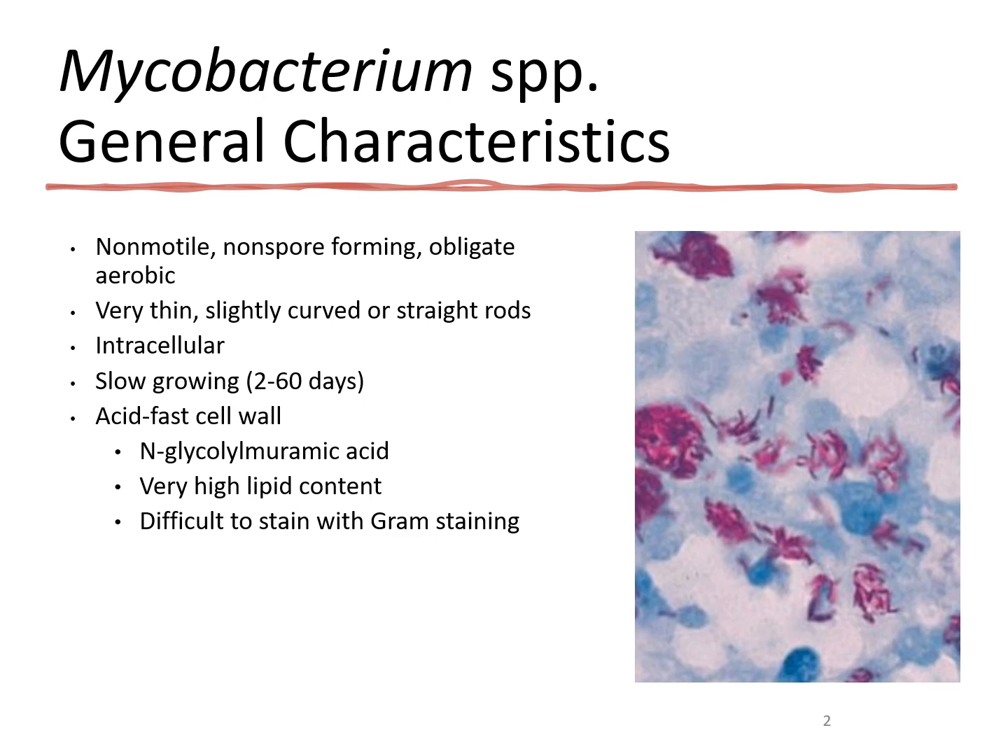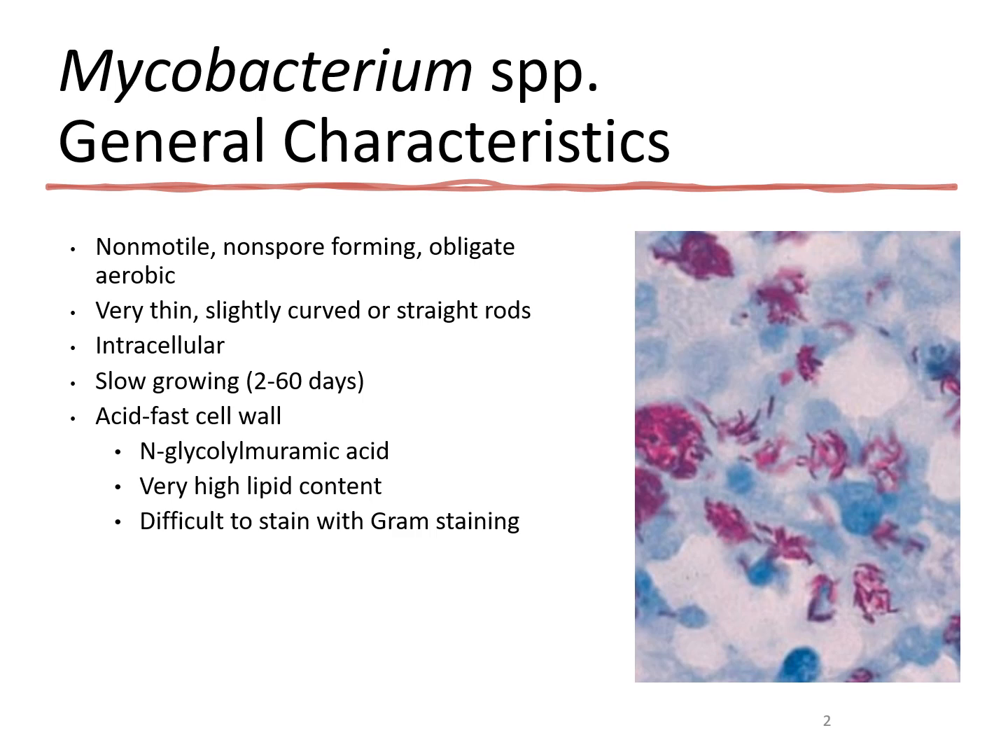So that cell wall consists of a very high lipid content, as well as glycosaminic acid. So these organisms are non-motile, non-spore forming, and they are obligate aerobic. They're very thin, slightly curved or straight rods, and they are intracellular as well. And they are slow growing, and can take anywhere from 2 to 60 days to grow.